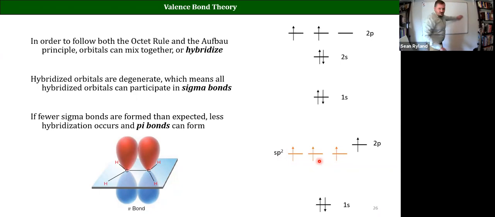We'll go back to, so if we have, I'm going to draw the same structure that's on there. If we had two carbons with a single bond between them, that's your sigma bond between the two of them. And I'm going to draw this.